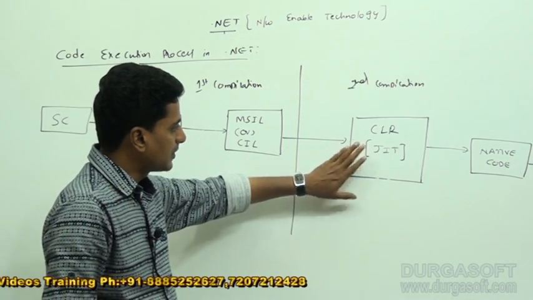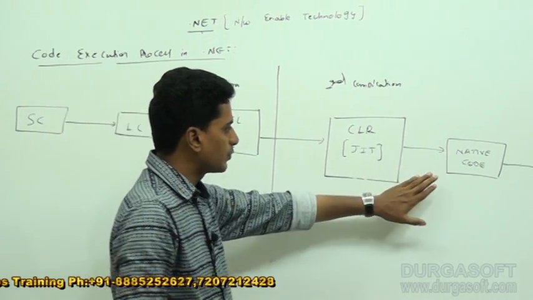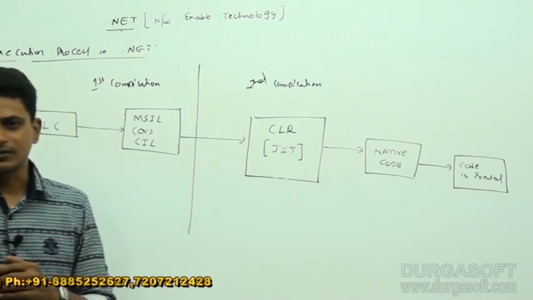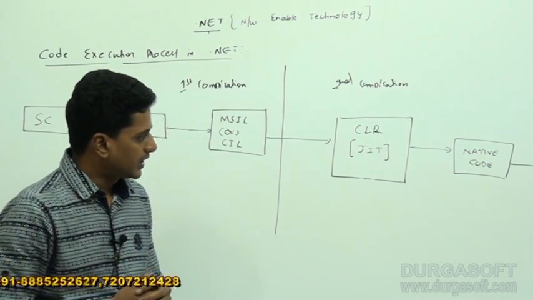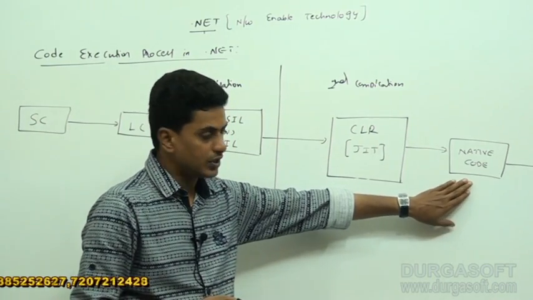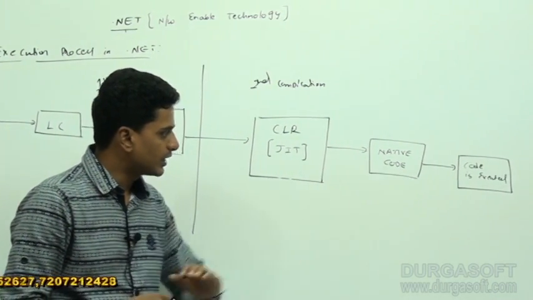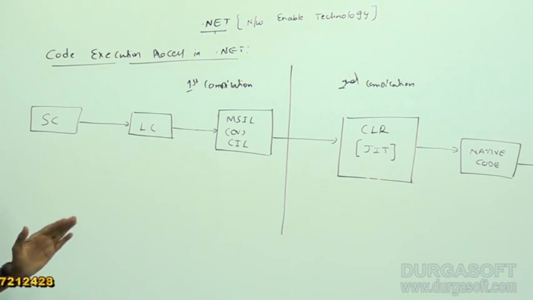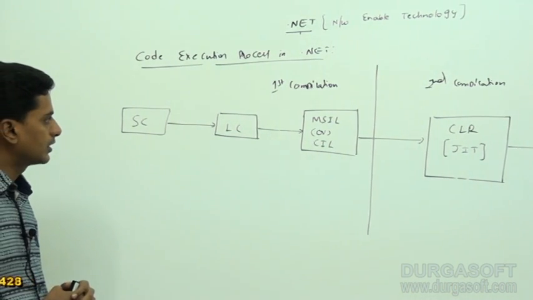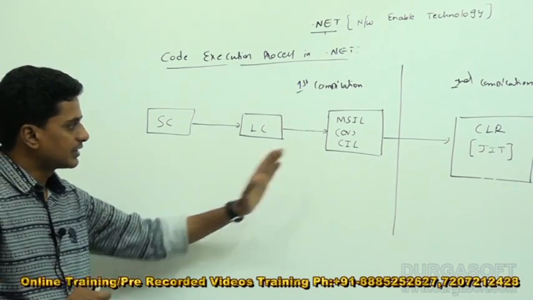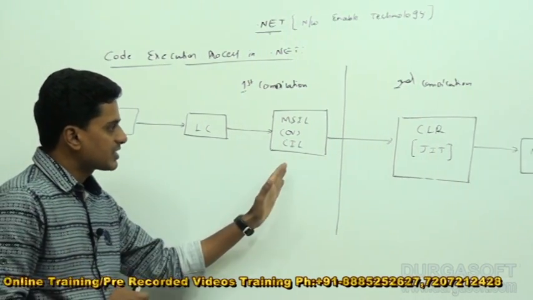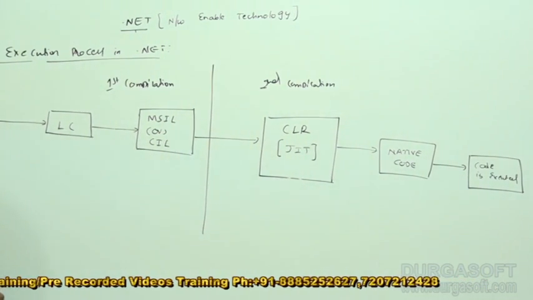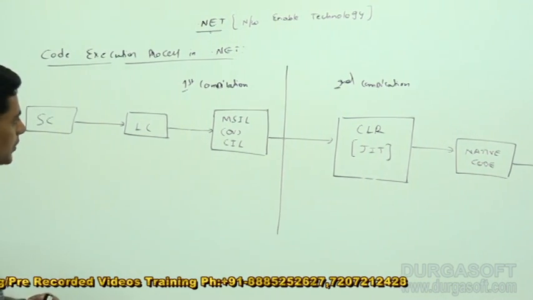So here the second compilation happens, and the code is executed by CLR and generates what type of code? Native code. This native code is nothing but native to the operating system, whichever operating system we are going to run on. It is machine understandable code or system understandable code, and then the code is going to be executed. So in .NET program execution, the code is compiled twice. In the first compilation, source code is compiled by the language compiler and it generates MSIL. In the second compilation, MSIL code is converted into native code, and native code is executed by the operating system. So this is the code execution part in .NET.